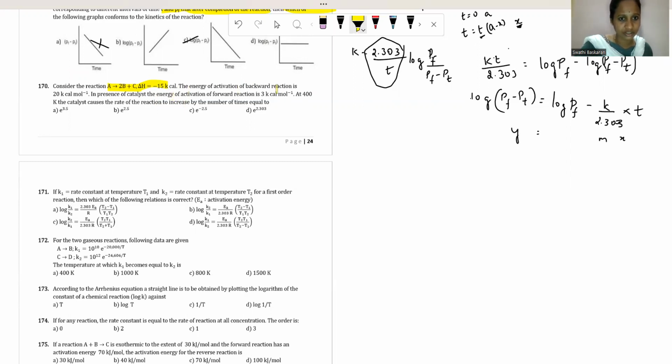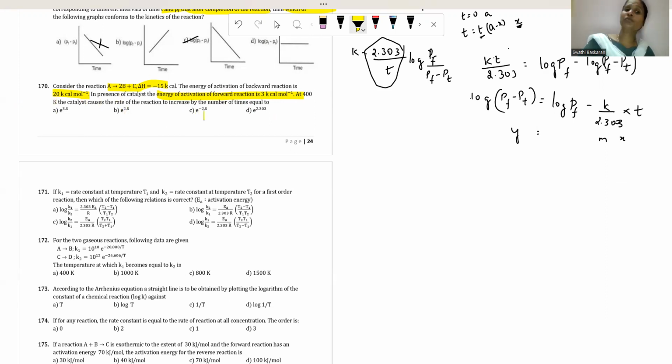The energy of activation of backward reaction, they are giving 20 kilocalories per mole. In the presence of the catalyst, energy of activation of the forward reaction is 3 kilocalories per mole. At 400 Kelvin, the catalyst causes the rate of the reaction to increase by how many number of times, they are asking in terms of exponential values, that is e power values we need to prove here.